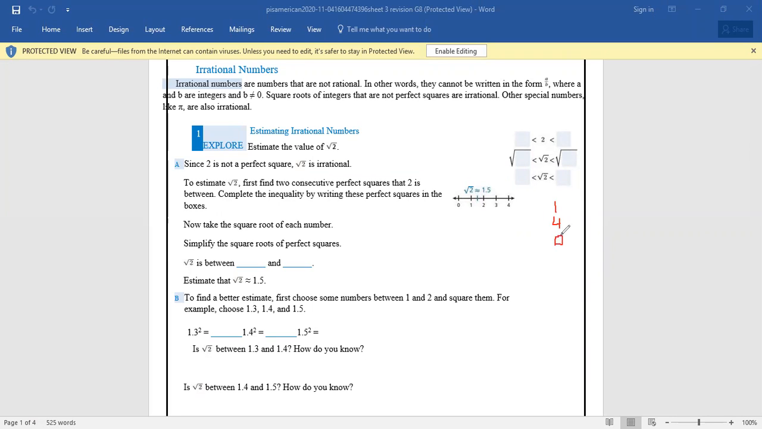1, 4, 9. After that, 16. After that, 25. And then 36. And then 49. Where do these numbers come from? These numbers come from where?